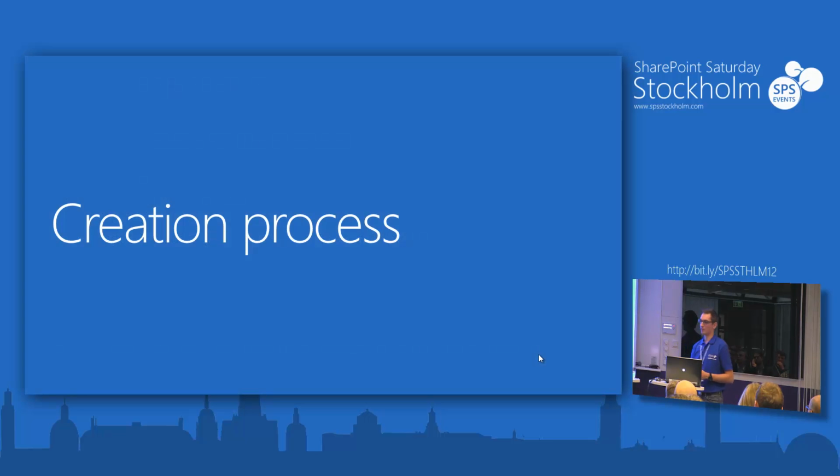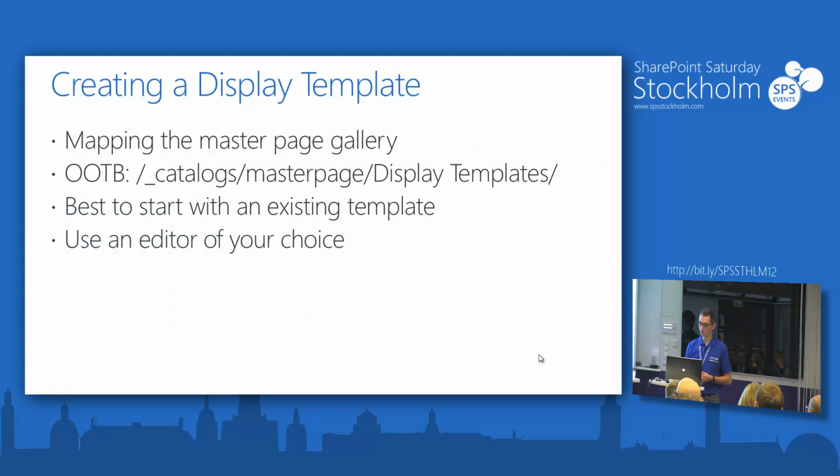Then we can move to the creation process. So we have created our content, we have crawled our content, we have our properties available in search, so we can define our own display templates. To create them, there are a couple of things to do. The easiest way to work is to map your master page gallery. That isn't a requirement, you don't need to do that, but if it's your only site where you're modifying your display templates, it's easier to map it.